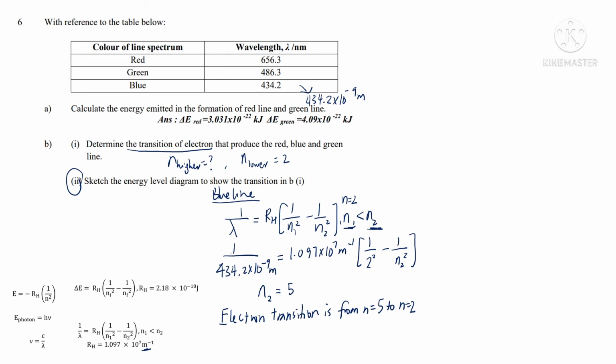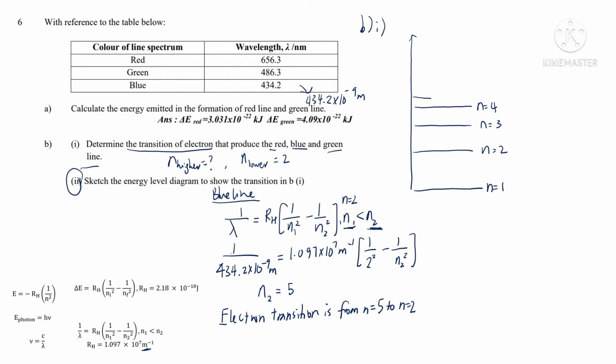And 6b2, you need to sketch the energy level diagram for the red, blue, and green lines. So how to do that? First, sketch the energy level diagram. The energy level n equals to 1, and then n equals to 2, n equals to 3, n equals to 4, n equals to 5, n equals to 6, and then n equals to 7, and then dot dot dot, so infinity, where many energy levels overlap with one another. And don't forget, the y-axis is energy.